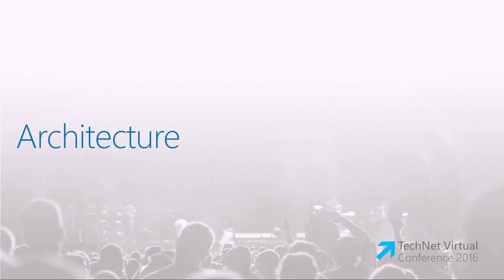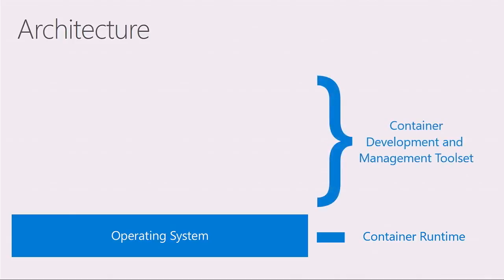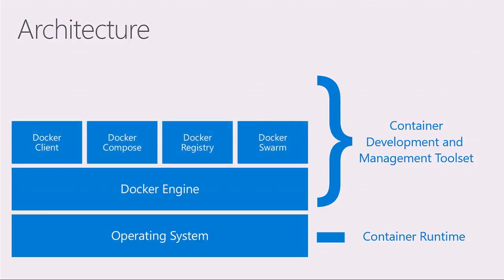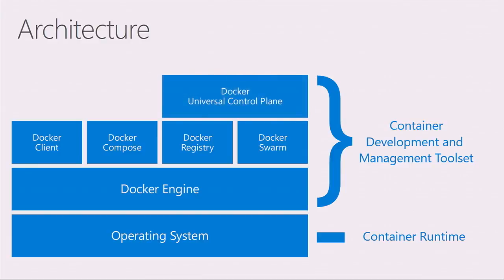So now let's dig into a little bit of the architecture on how the Docker engine works and where these boundaries lie. We'll start off with the operating system. The operating system is really where the container runtime exists. In Windows, we've got a container runtime now. That's what we're building for Server 2016. Linux has a container runtime as well. And then there's the container development and management tools that go on top of that. That's actually the Docker engine, Docker Swarm, Registry, Compose, and the client that build on top of that. And then Universal Control Plane builds on top of these pieces.